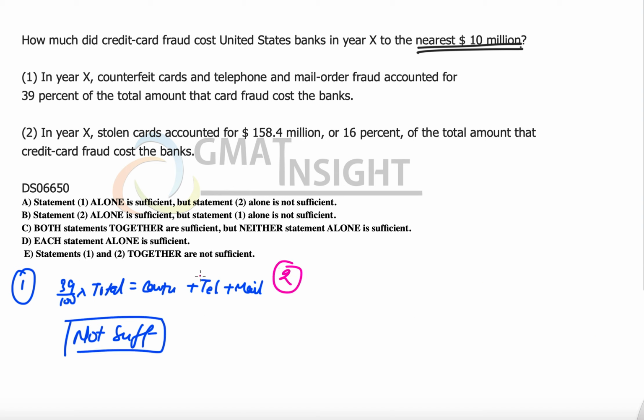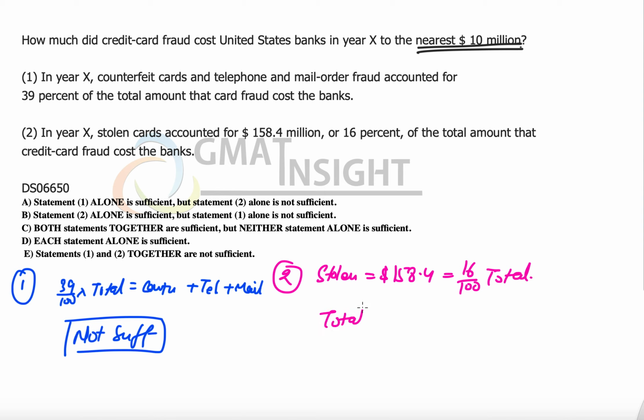Now let's look at the second statement. The second statement says in year X the stolen cards accounted for $158 million. Alright, so that's about the stolen cards. And stolen cards, that's one characteristic: 158.4 million, or 16% of the total amount that credit card fraud cost. So 158.4 should be equal to 16% of the total credit card fraud.